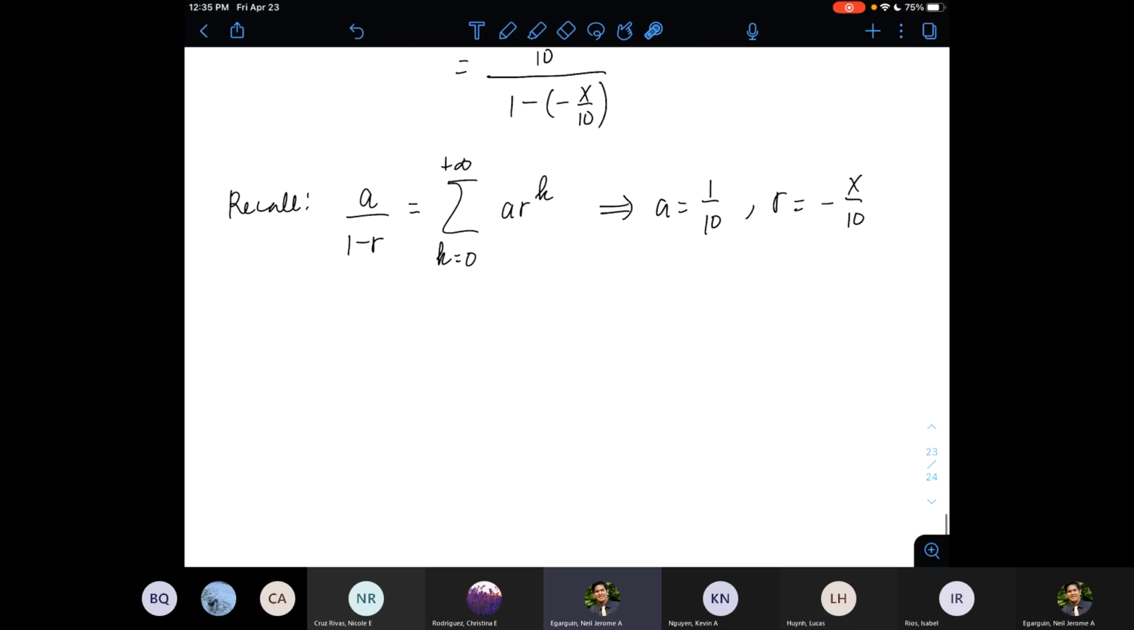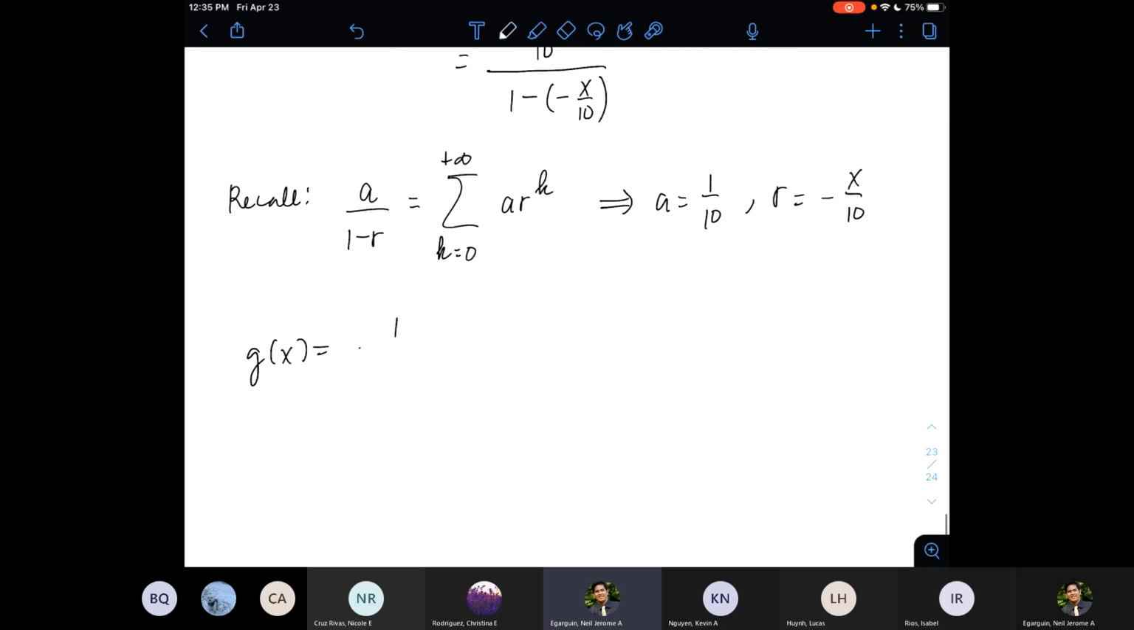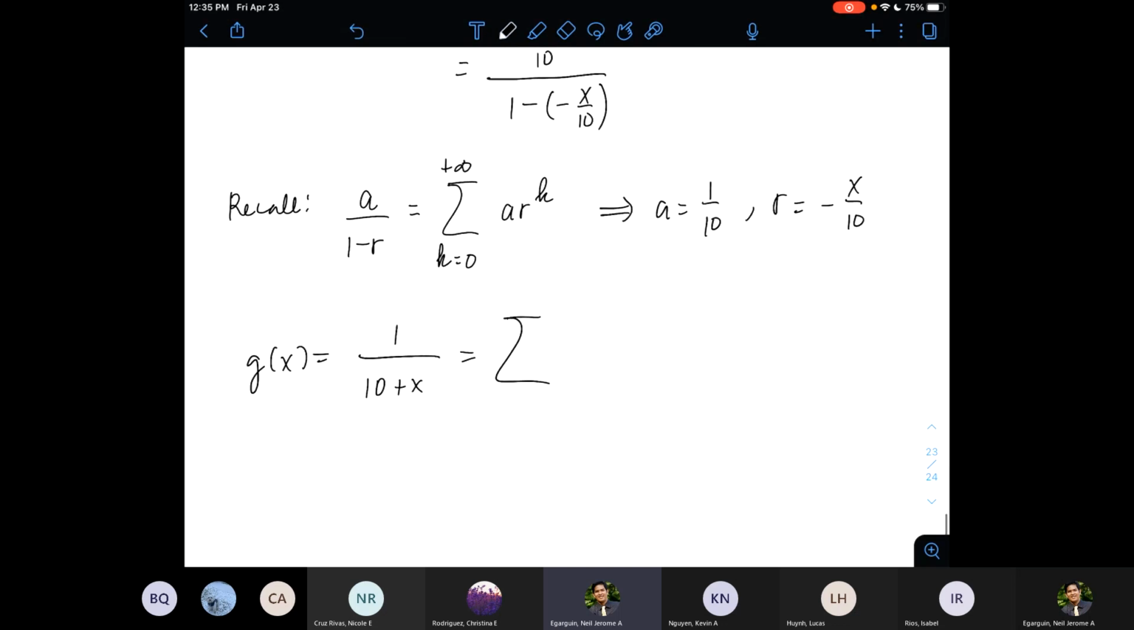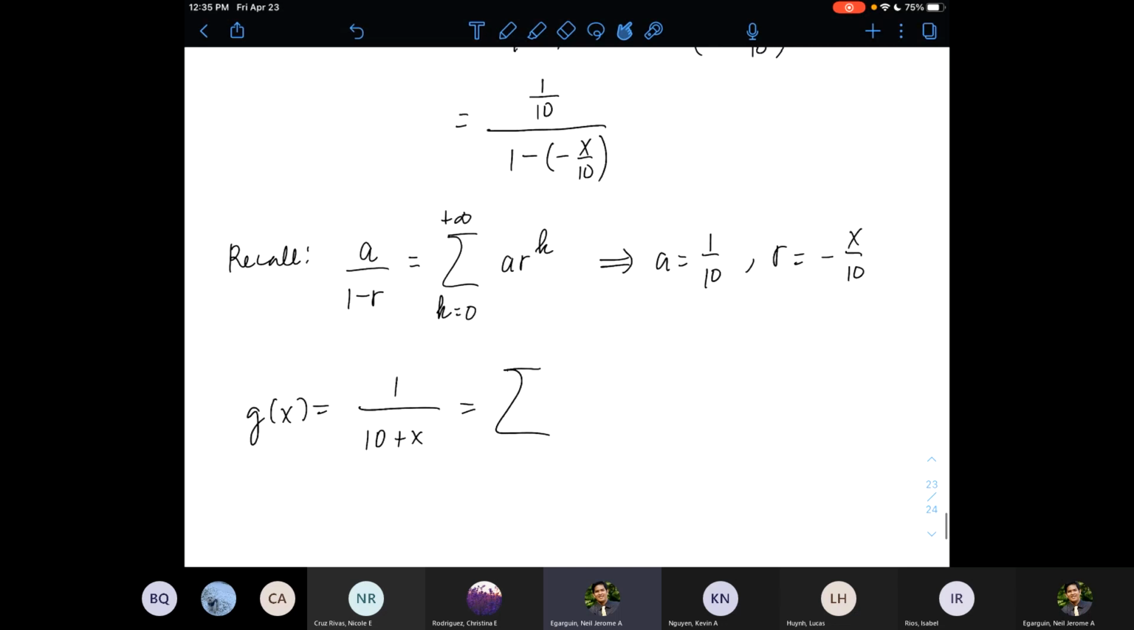So now I know that g of x, being 1 over 10 plus x, is the sum of, again, we have rewritten this in this form and found out that A is equal to 1/10. So we'll have a 1/10 there. And then R, we found out to be negative x over 10, raised to the power k, k going from 0 till infinity.